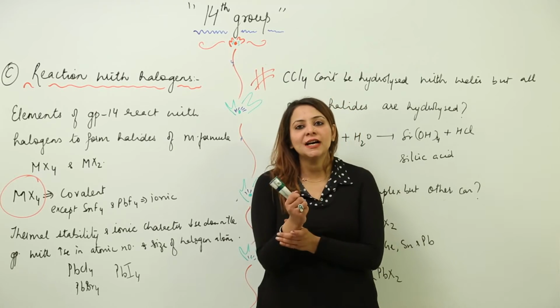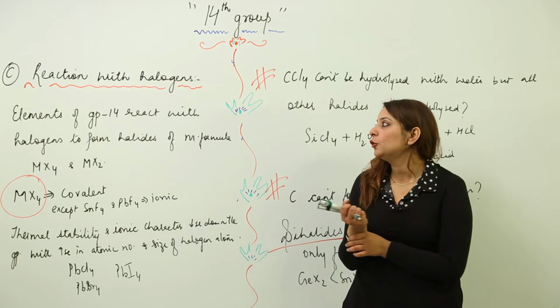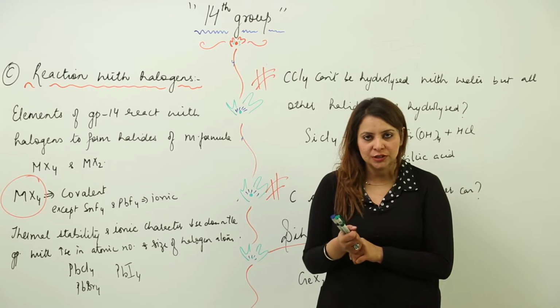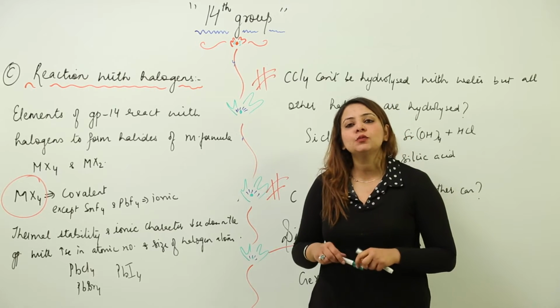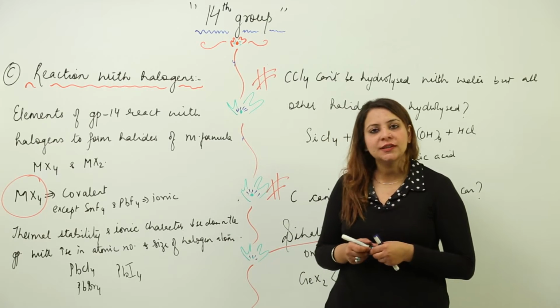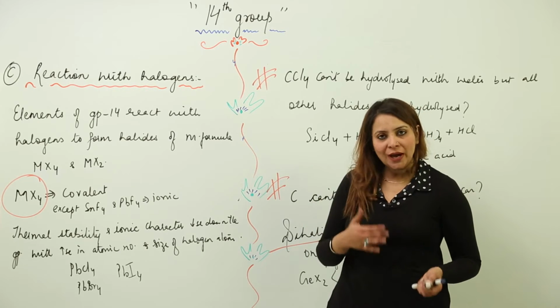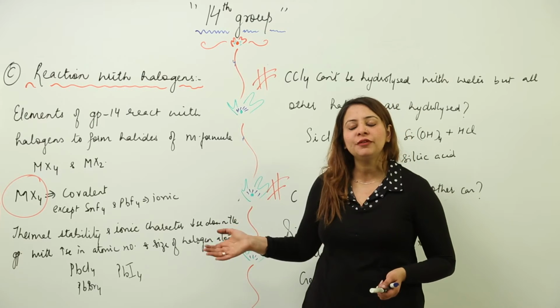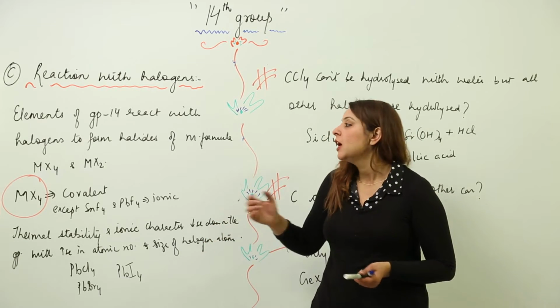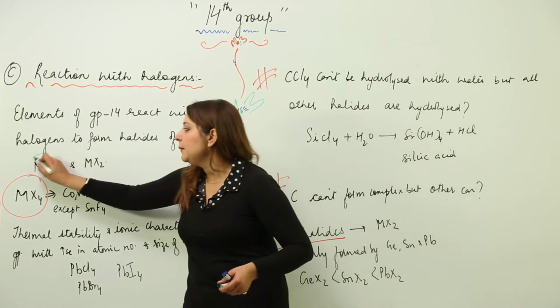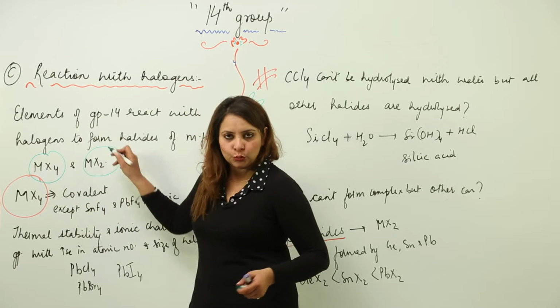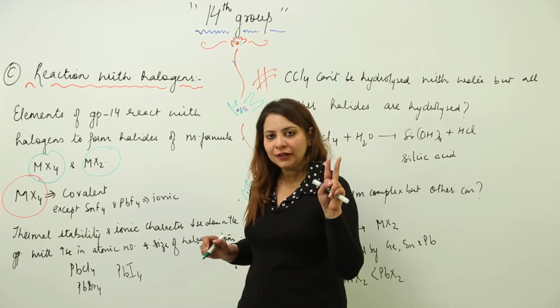Now we are going to start with another property of group 14, that is reaction with halogens. Whenever an element reacts with halogens, they form their respective halides. This is already known to you. Likewise, the members of this group, like the carbon family, also form halides of molecular formula MX4 and MX2. So that means they form two types of halides.